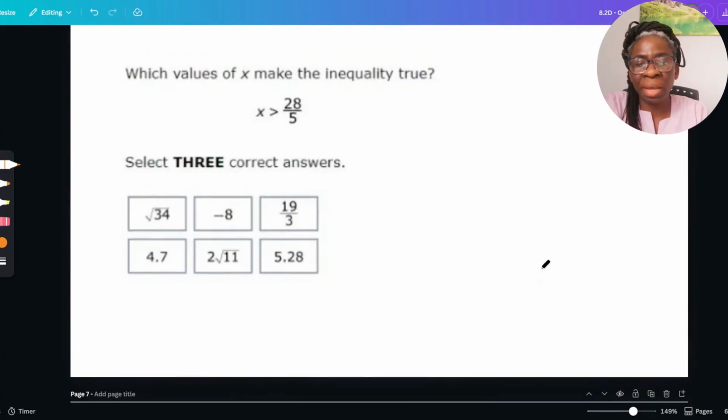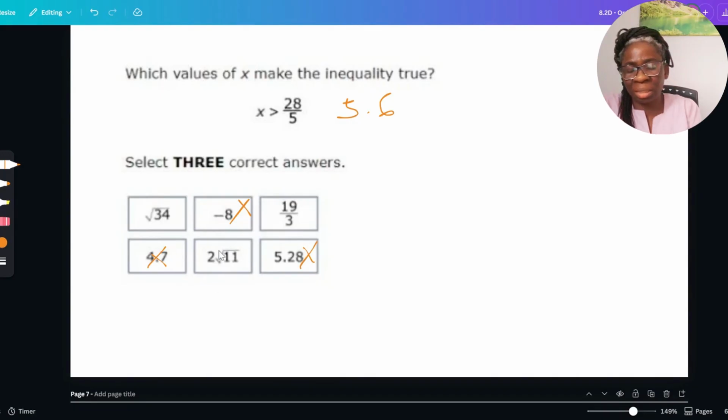So now the next one. Which values of x make the inequality true? Select three correct answers. It says x is greater than 28 over 5. What is 28 over 5? 28 over 5 is 5.6. So x must be greater than 5.6. Minus 8 is not greater than 5.6, so this is wrong. 4.7 is not greater than 5.6, so this is wrong. 5.28 is not greater than 5.6, so this is wrong. So I am assuming the other three are correct.